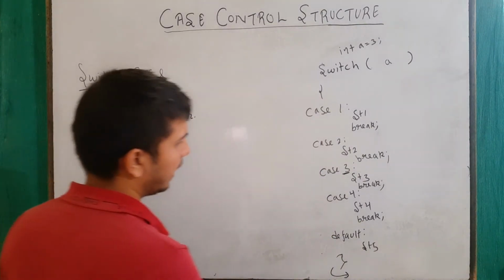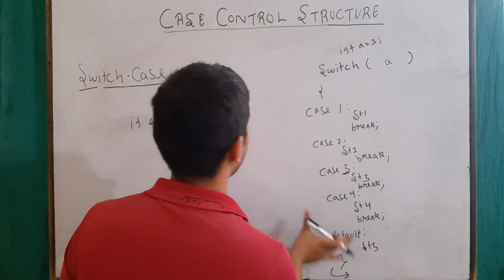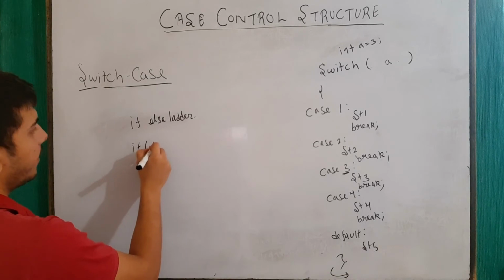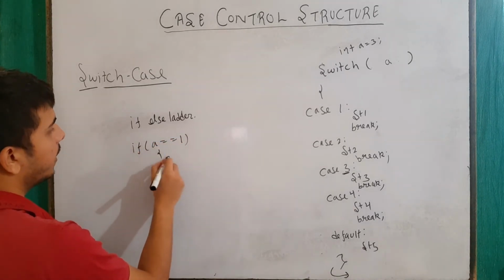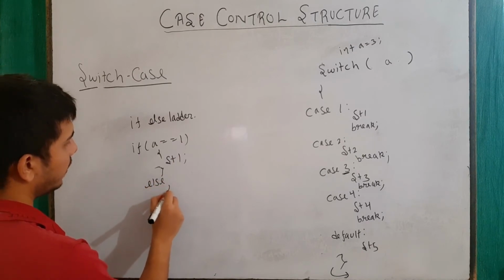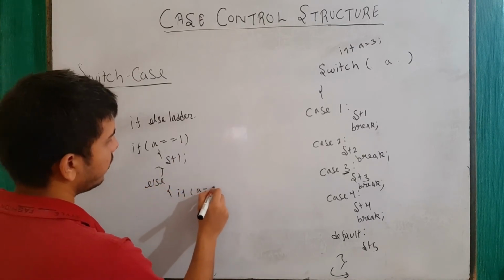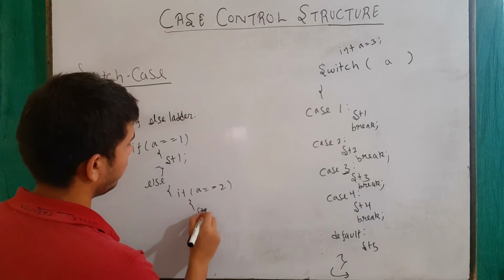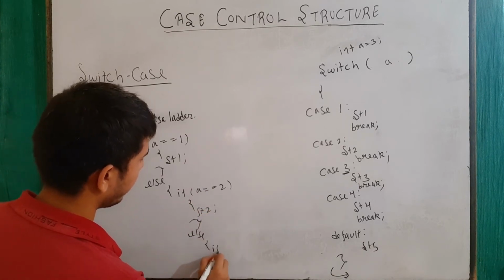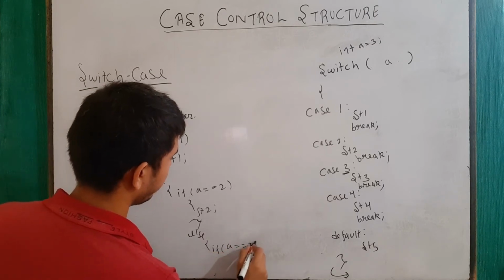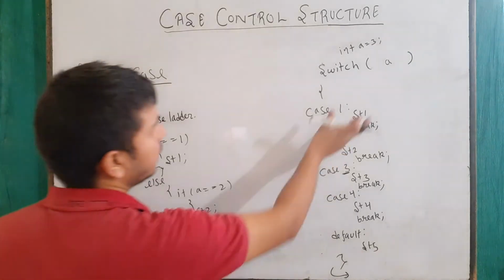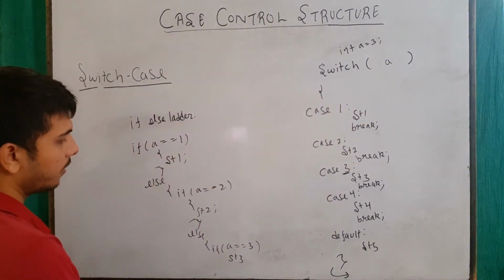Now the last thing is that the same program can also be made using the if else ladder. For example, here I can write if a is equal 1, then statement 1 will execute. And if it is not, then if again a is equal 2, then statement 2 will execute. Else if a is equal 3, then statement 3 will execute, and so on. Just like here, we can make the same program.